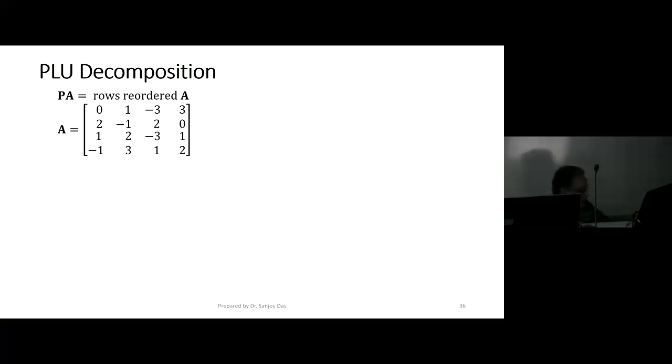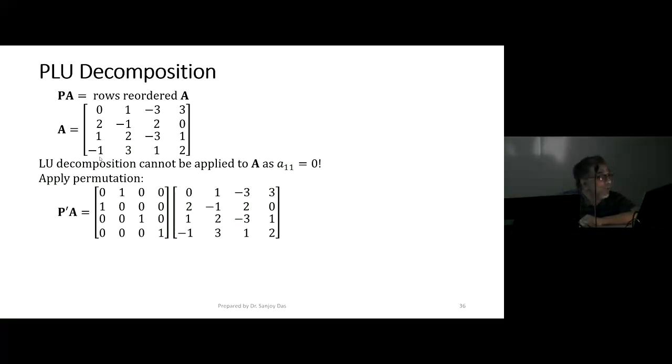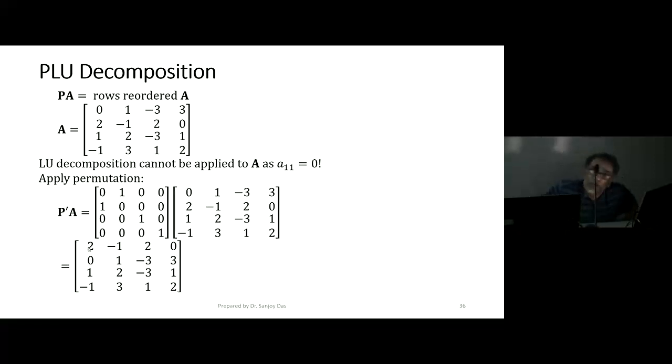Sorry about that. LU decomposition cannot be applied as A11 is 0. So I apply this permutation here. What I do is pre-multiply my A with, let's say, P prime. And now I get this. Now I can use this 2 here to reduce all of these to 0 as well. This is already 0. And so now I can apply my LU decomposition.